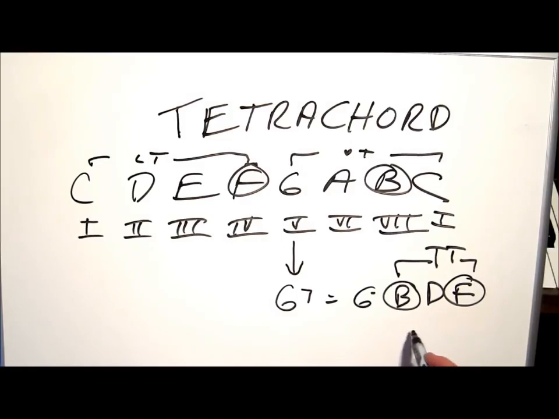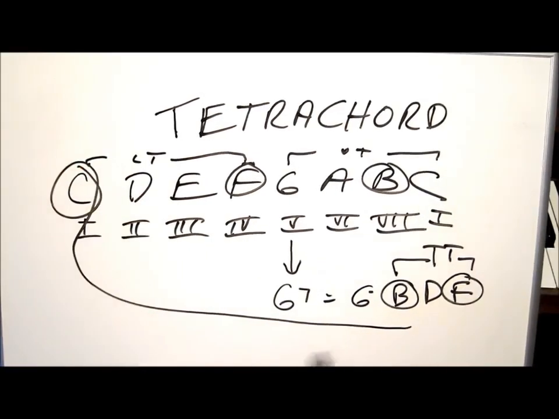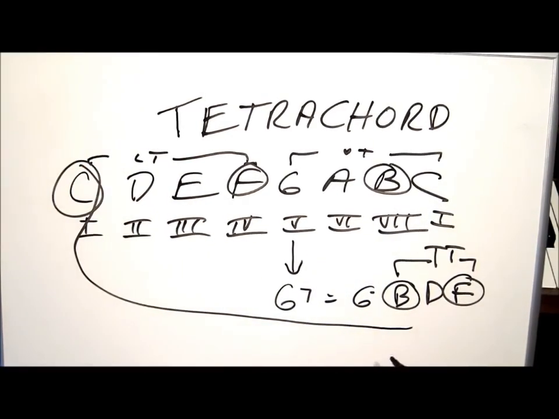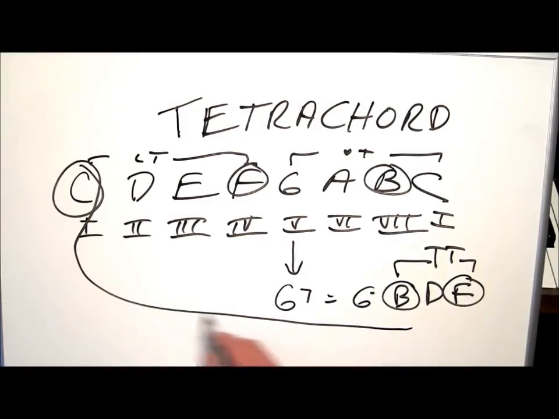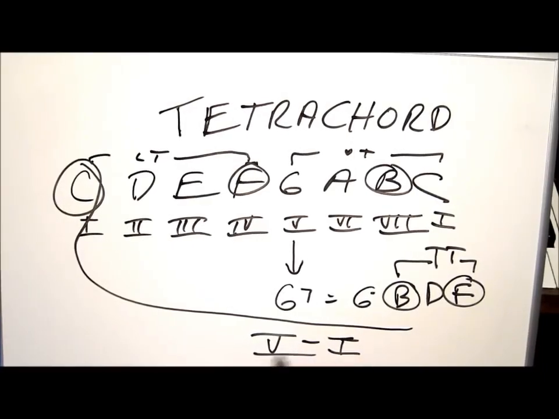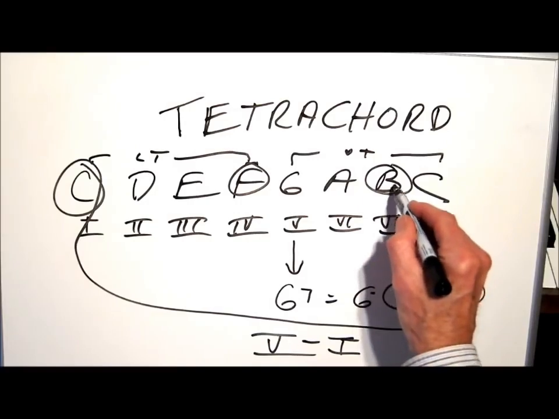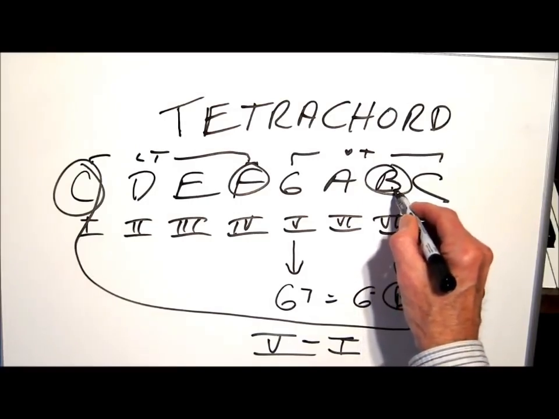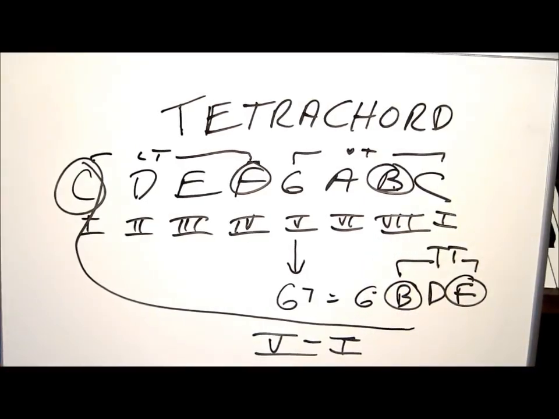It wants to resolve. So what it does is resolve back to C. Or sometimes it goes to A minor or A flat, but it usually resolves back to C, and that's the 5-1, which is a very important relationship in music. Tension to resolution. We also have the tritone in the B half diminished chord. But I'm going to demonstrate this for you now on the keyboard.